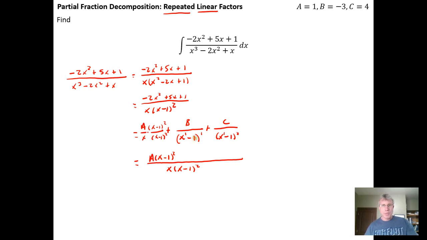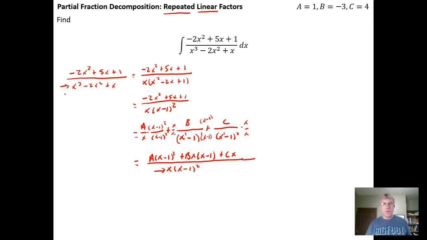The B is over an x minus 1, so we would need to multiply by x over x, and we would need to multiply by x minus 1 over x minus 1 to get x times x minus 1 squared. So plus B will be multiplied by x times x minus 1. And then C, to get the denominator of x times x minus 1 squared, we would just need to multiply by x over x. So this is going to be plus Cx. And the idea is that the denominator is just the factored form of the original denominator. So the denominators already match.